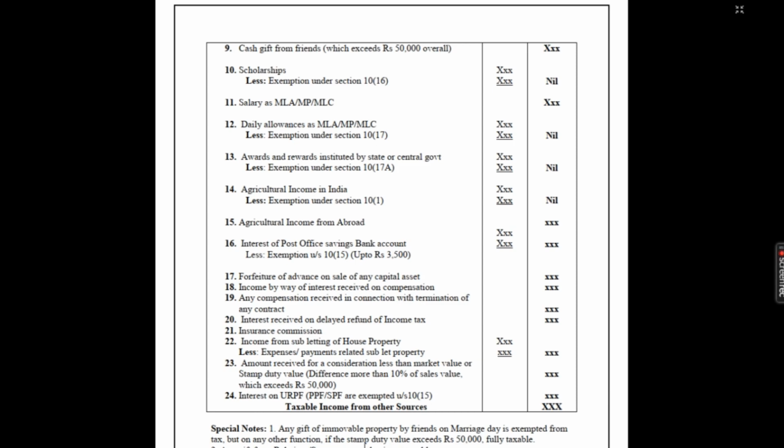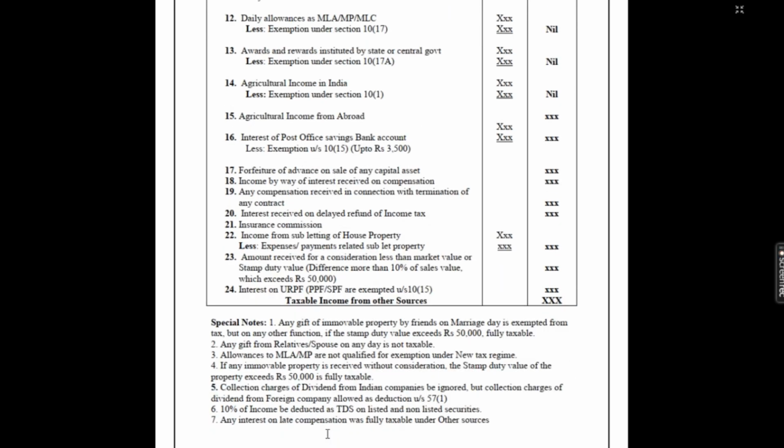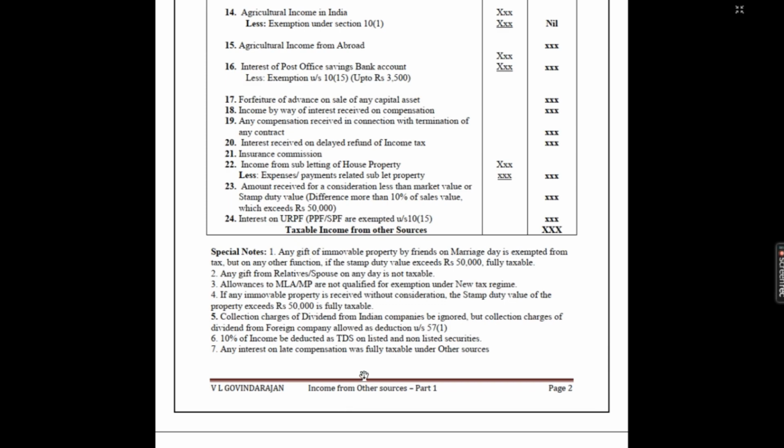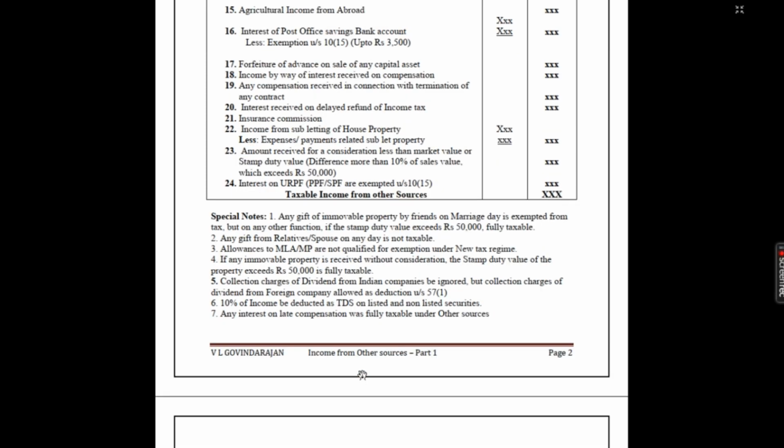Now, important notes. Any gift of immovable property by friends on marriage day is exempted from tax, but on any other function, if the stamp duty value exceeds rupees 50,000, it is fully taxable. Any gift from relatives or spouse on any day is not taxable. Any gift from relatives and family members is not taxable.